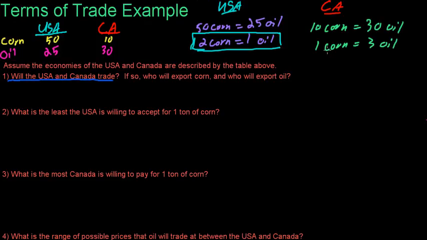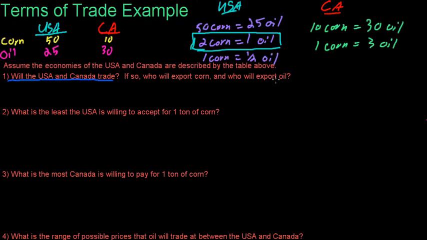So just to make this really blatantly clear, for the US, I also want to go ahead and write out that 1 unit of corn would be equal to half a unit of oil, which would be like 500,000 barrels.